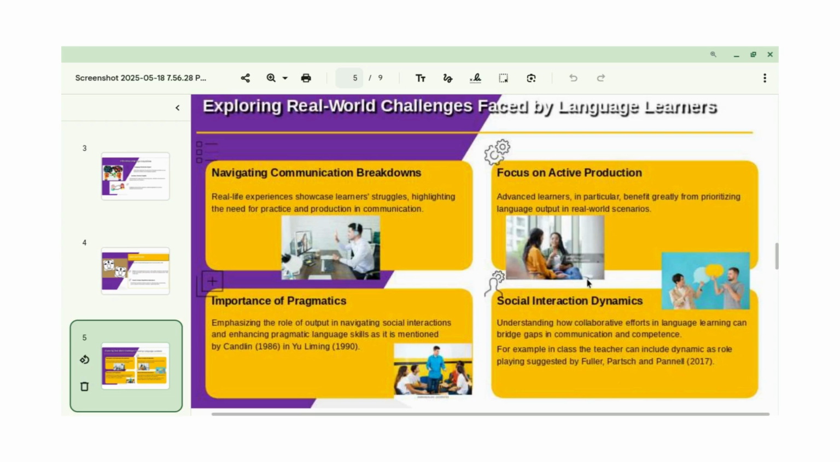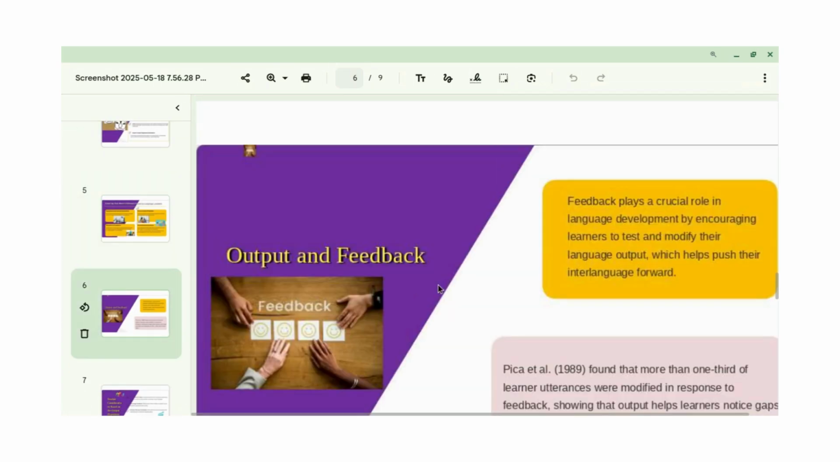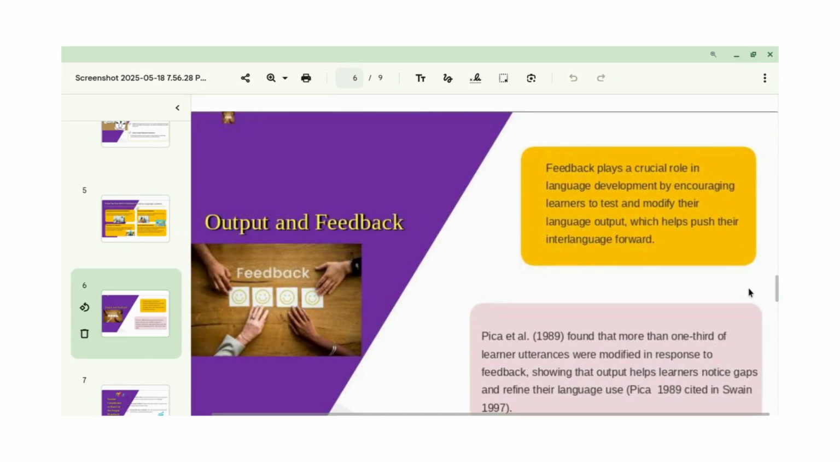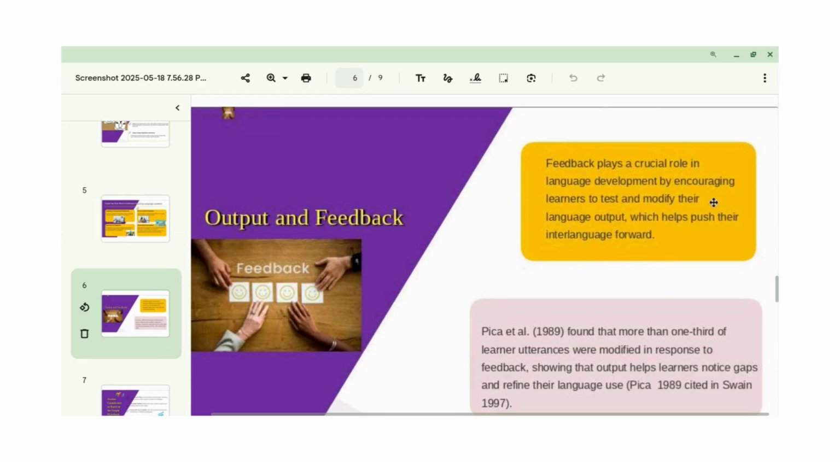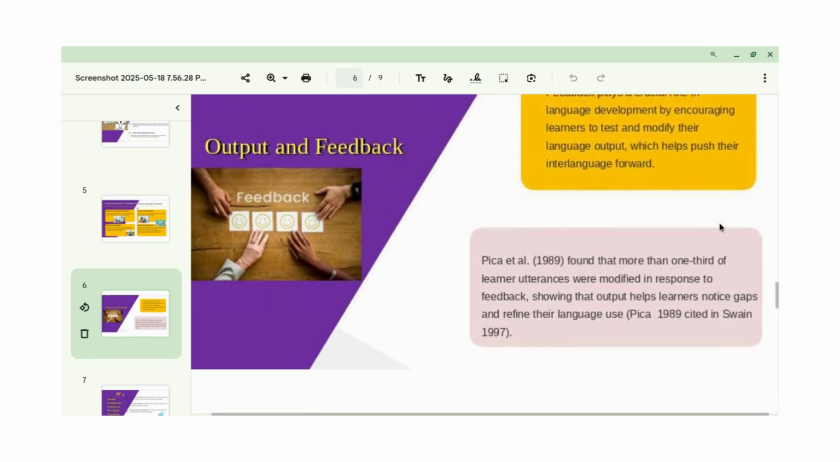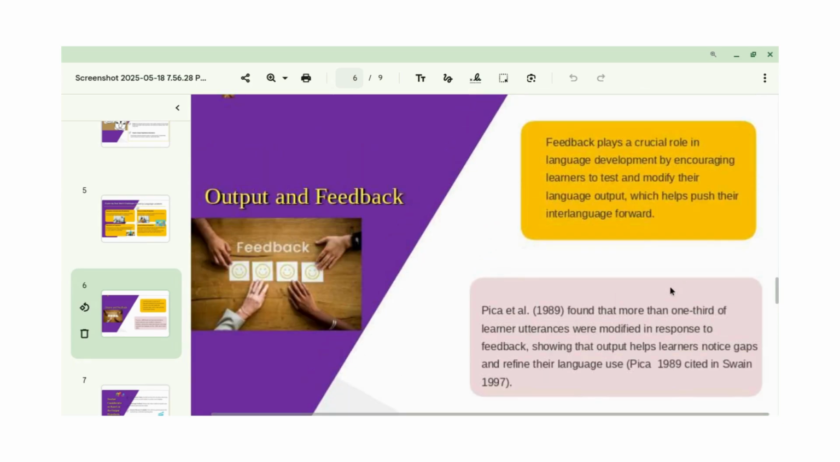and Panel in 2017. Okay, also we have to mention that output and feedback are related, because feedback plays a crucial role in language development by encouraging learners to test and modify their language output, which helps push their interlanguage forward. Also, Pica et al. in 1989 found that more than one-third of learners' utterances were modified in response to feedback, showing that output helps learners notice gaps and refine their language use.